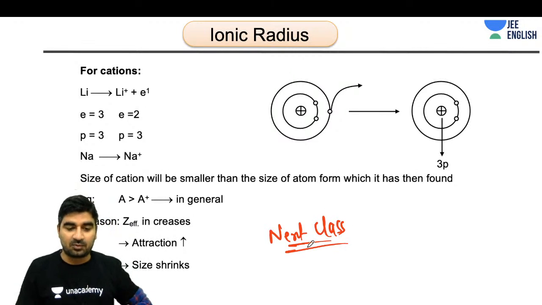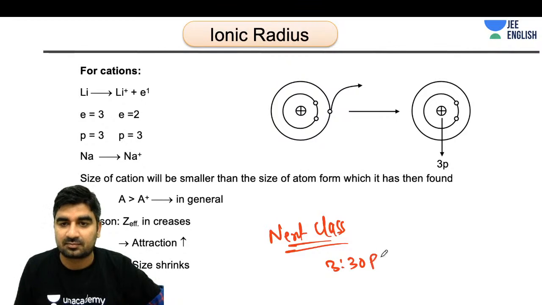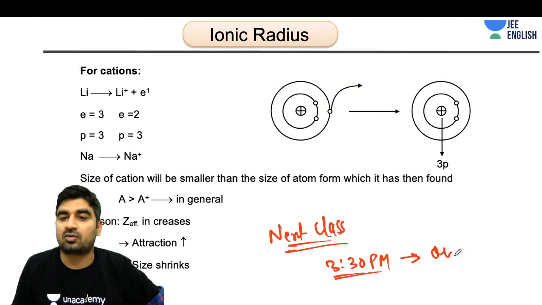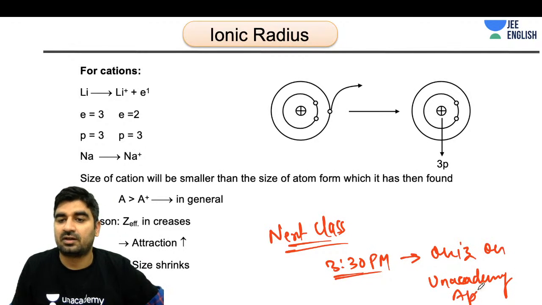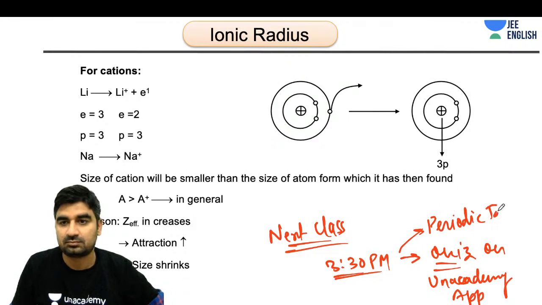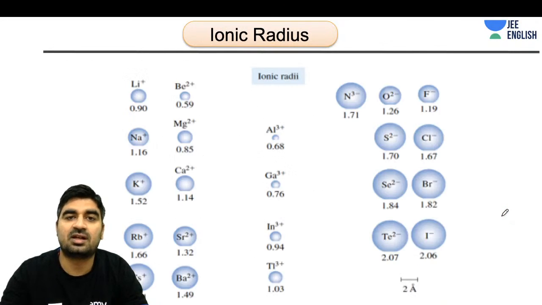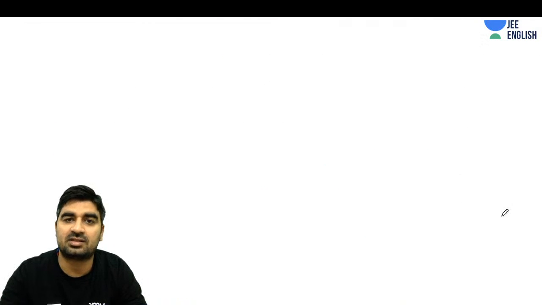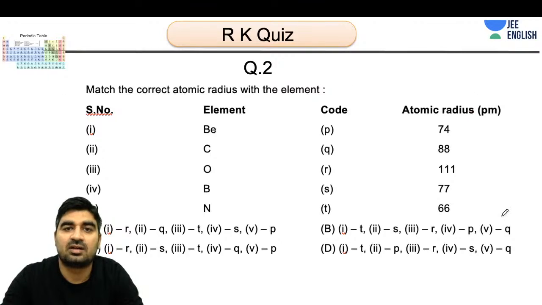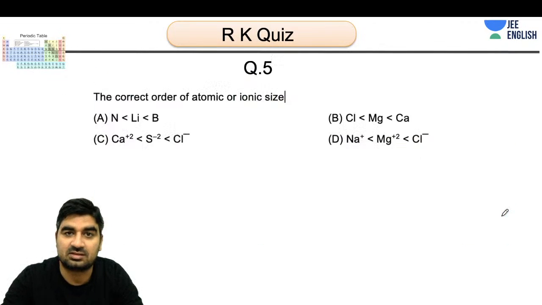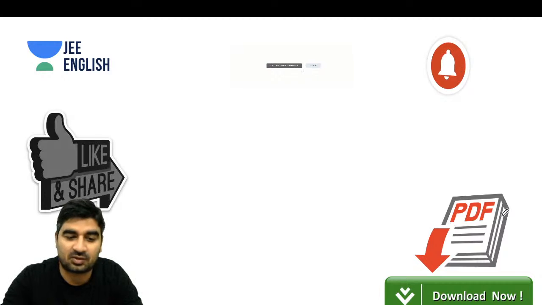But before that, let me tell you, at 3:30 p.m. I again have a quiz on Unacademy's app. This quiz is based on the periodic table, so get ready for the quiz. In the next class, I will be taking ionic radius and penetration effect, ionization energy, and the factors which affect ionization energy. Today I have to take a quiz.